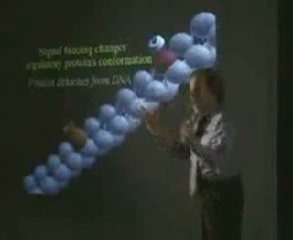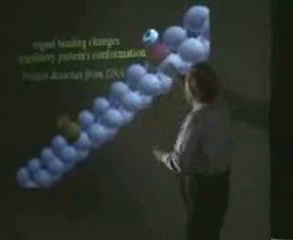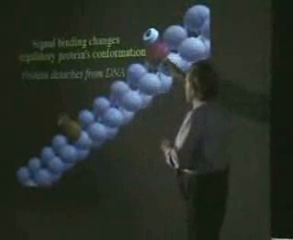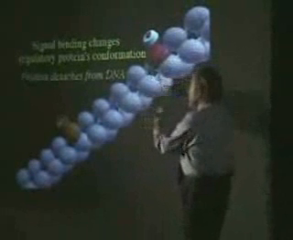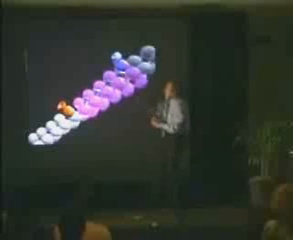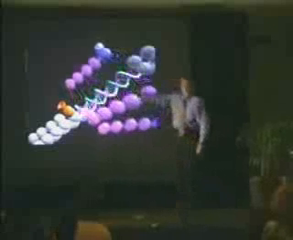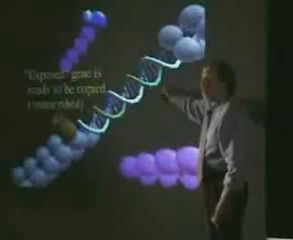Now what happens when a signal binds to a protein? It changes the shape of the protein. And watch what happens. As soon as I change the shape of the protein, I cause the sleeve to come off the DNA. And when it happens, look what I'm exposing. The gene is now exposed. And what am I going to do with this?